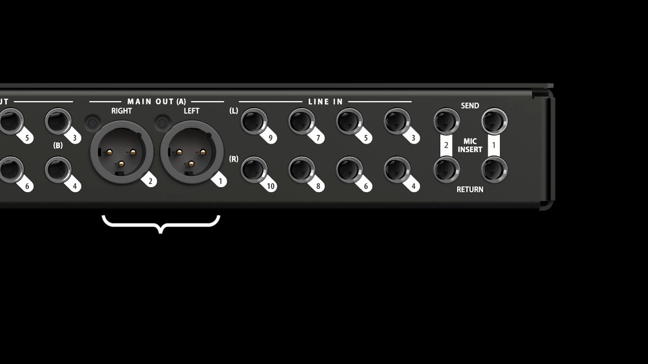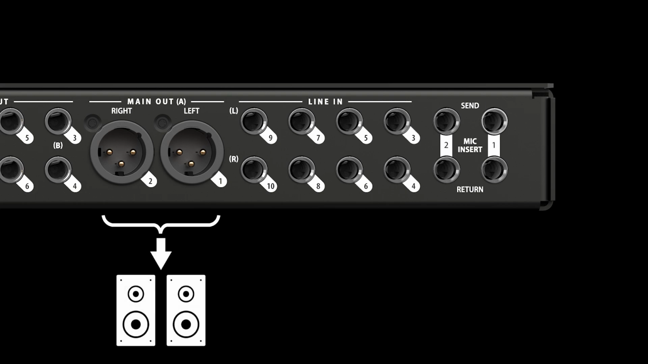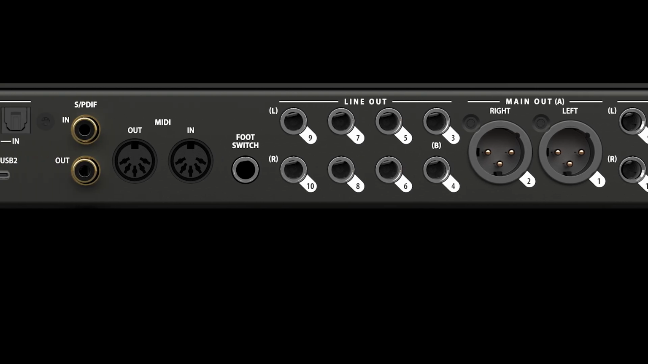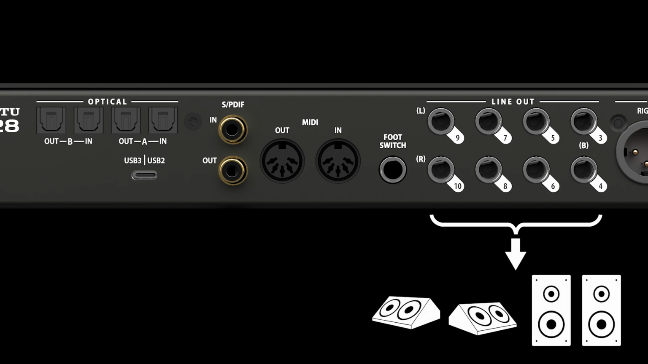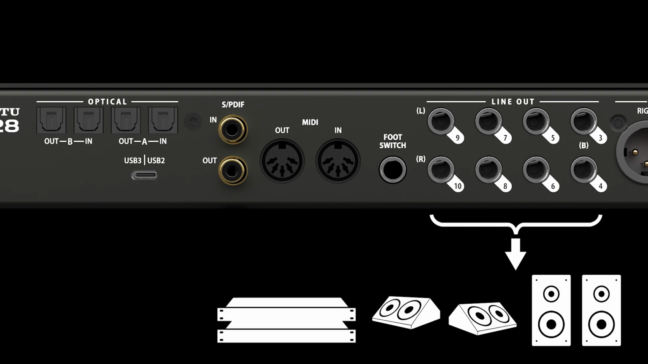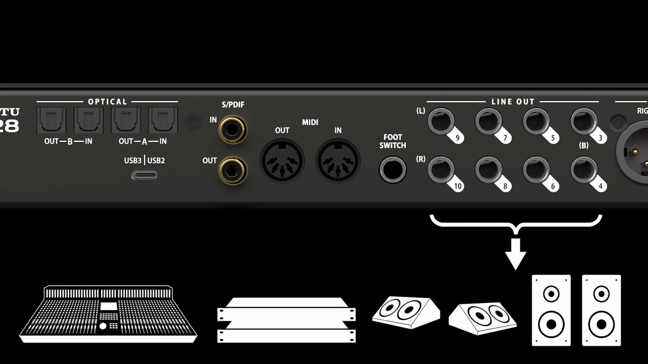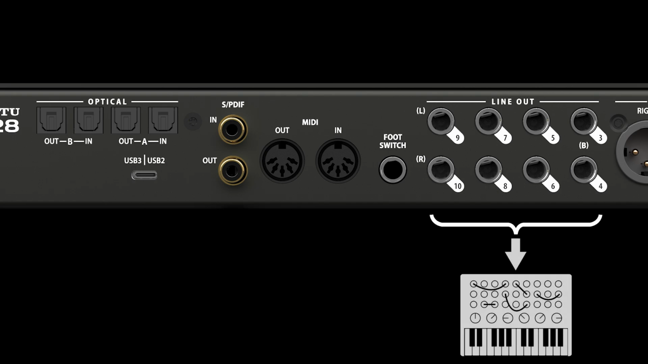Next are the XLR main outputs. This is where you would connect your primary stereo monitors. After the main outs are the additional line outputs 3 through 10. Use these to send audio to things like additional studio monitors, external outboard gear, a mixer, another recording device, and more. Note that these outputs are DC coupled, so they can be used for CV control of analog synths.